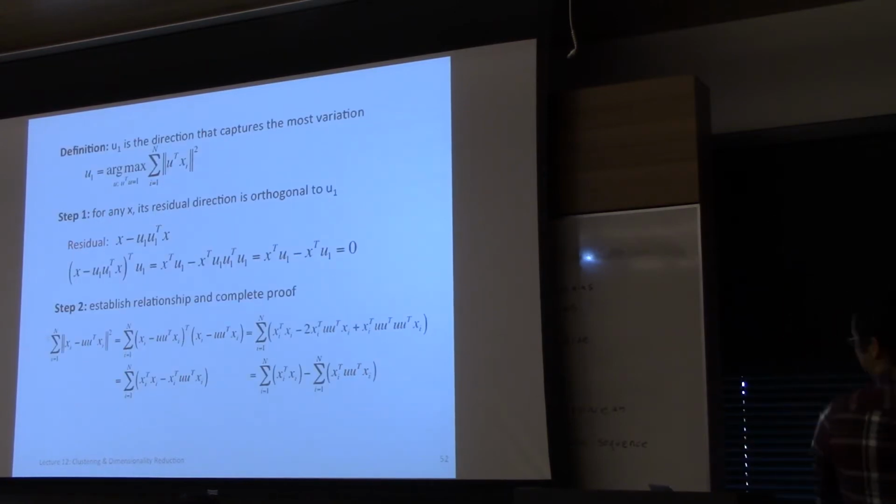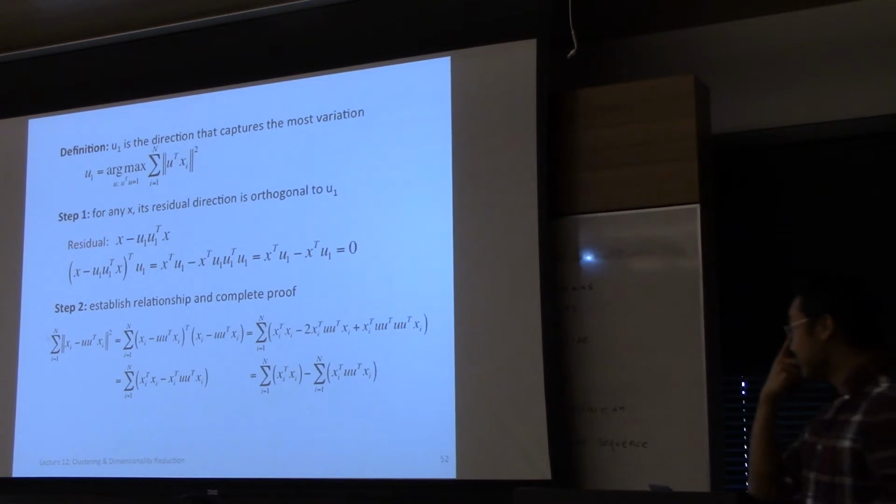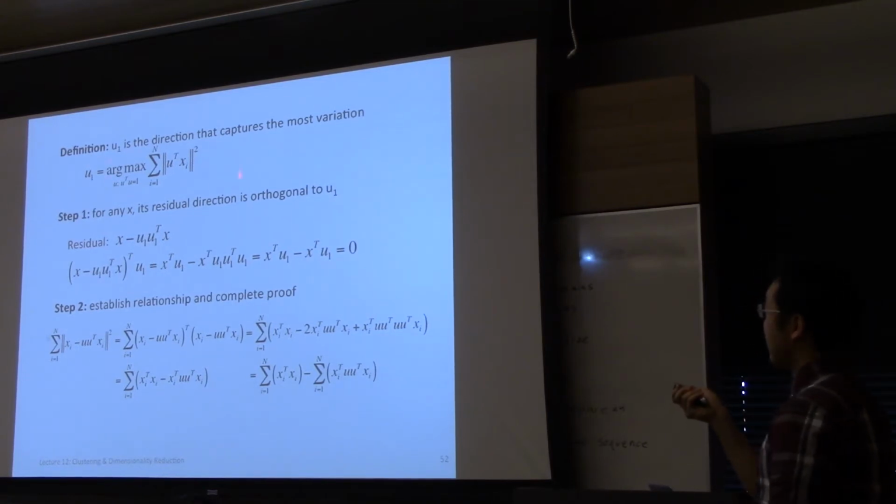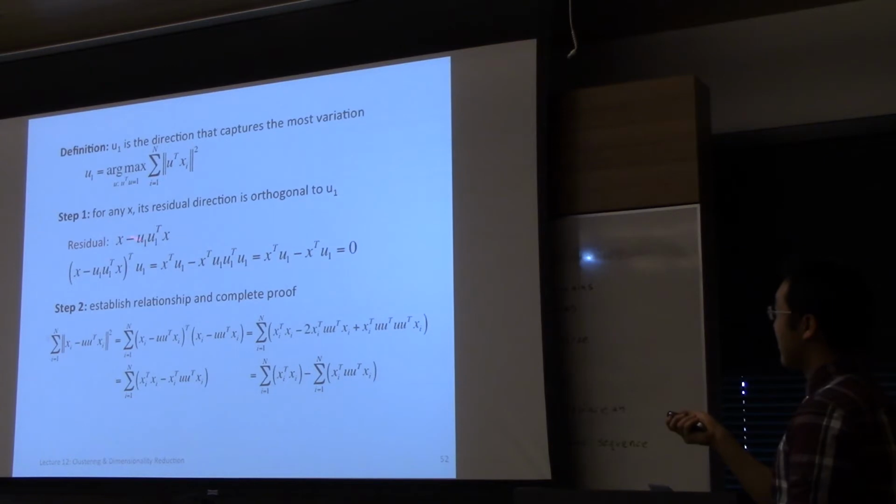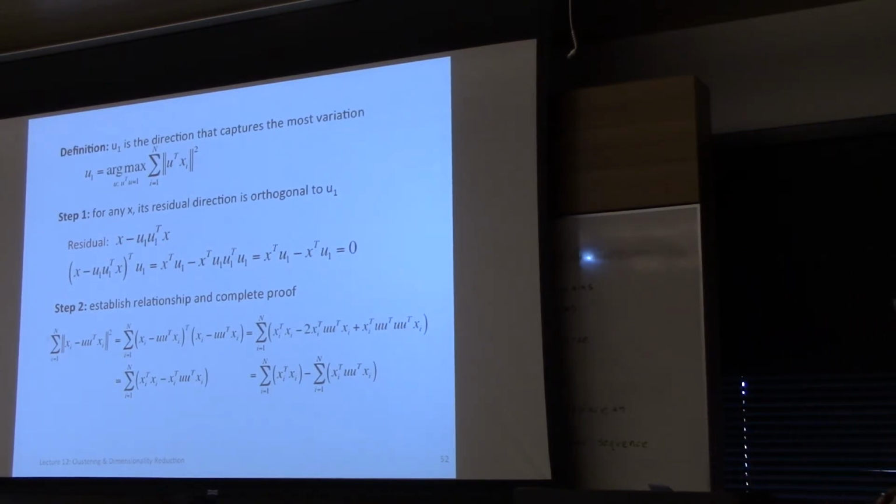And the proof, I'll just walk you through really quickly. This is the objective function, and this is the definition of the residual. It captures the majority of the variability, and this is assumed. And we know that the residual is orthogonal to this unit direction, because if we take the dot product of the residual with u and apply the distributive rule, you get this.